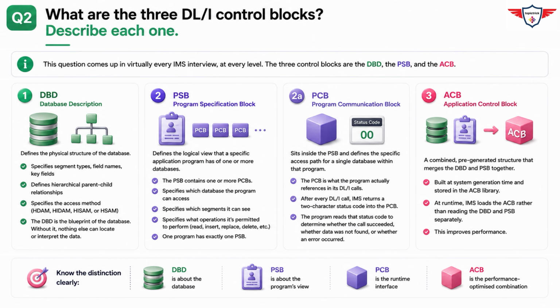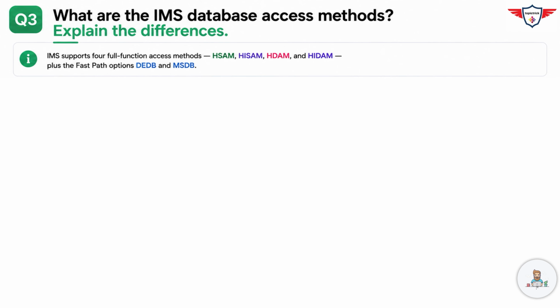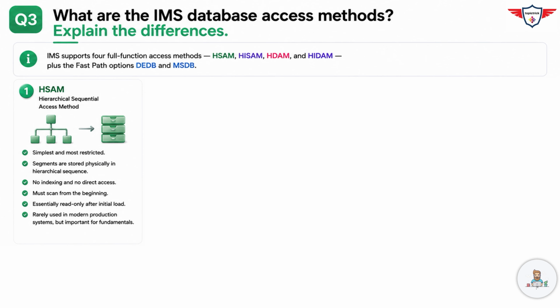Okay? Now the next question is, what are the IMS database access methods? Explain the key differences. Now, as you all know, IMS supports 4 full functional access methods. Apart from that, it also supports the fast path option, that is DEDB and MSDB. I am going to talk about all these one by one.